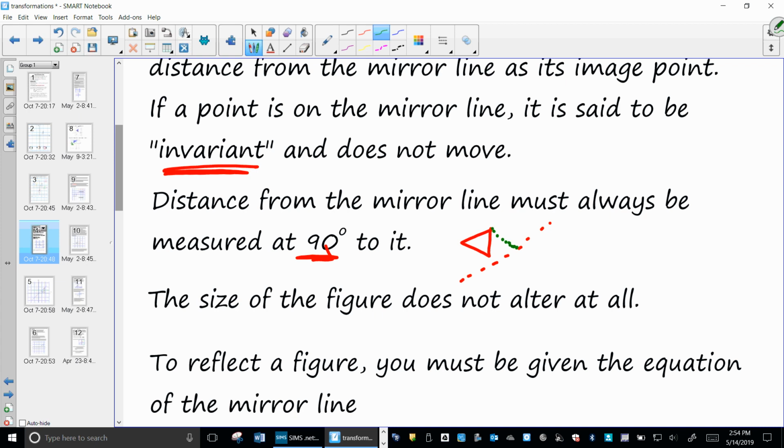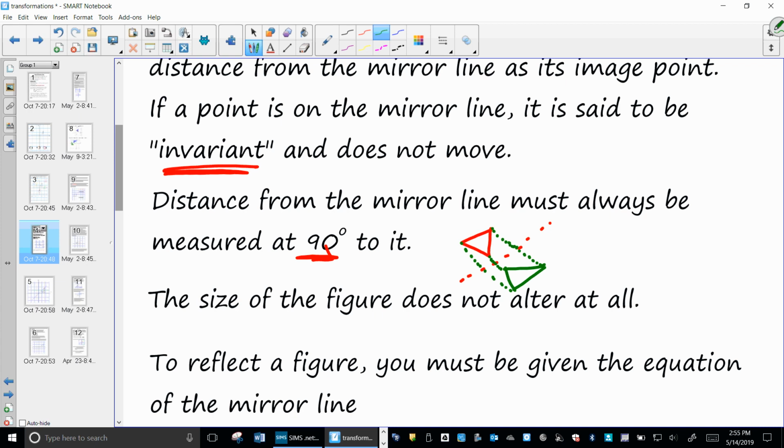So you would measure this distance here, and you'd have the same measure this way. You'd measure this distance, and you'd have the same point here. Measure this distance, and have the same point there. And there would be your reflection. Okay? But the important thing is that you're measuring at 90 degrees to the line. Does that all make sense? So when I say at 90 degrees, it means you're not going to be measuring horizontally and vertically. It's going to be at 90 degrees to it. You'll come to practice this when I show you some examples. Now, the size of it doesn't change.